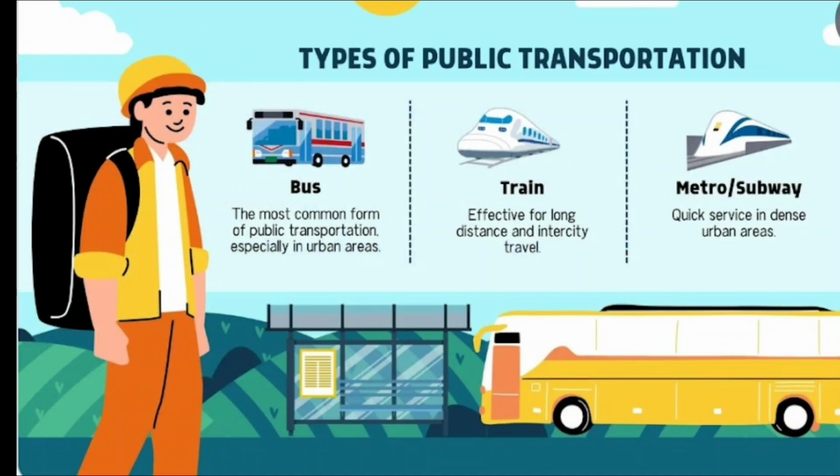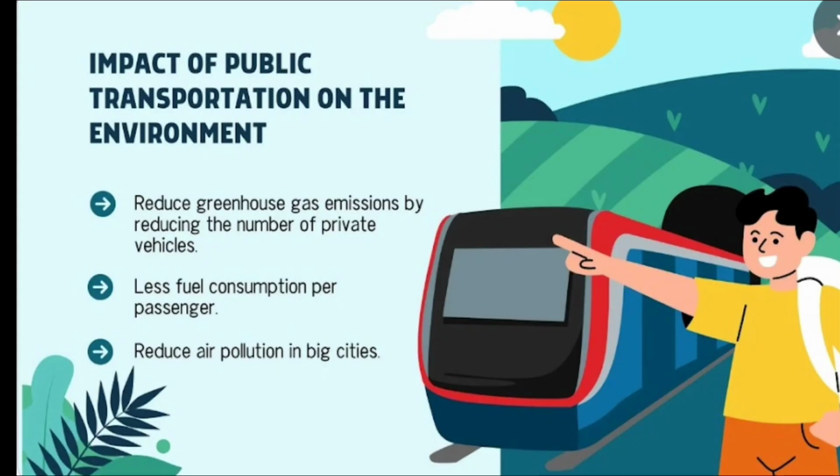Let us understand the impact of public transportation on the environment. It reduces greenhouse gas emissions by reducing the number of private vehicles, and there is less fuel consumption per passenger. It reduces air pollution, especially in big cities, isn't it? So fewer vehicles on the road means less smoke and harmful gases, and that's how it reduces air pollution. It saves fuel and energy, so one bus or train can replace many private cars, isn't it? In one bus you can easily fit 10 to 15 passengers, but in a private car there might be one or two, depending on the car, right?